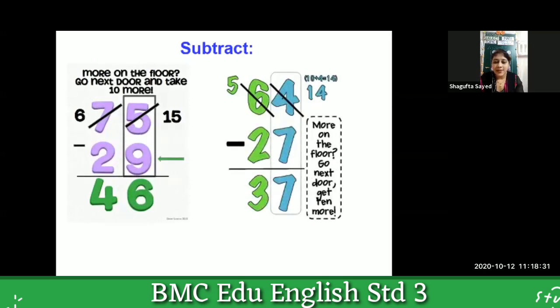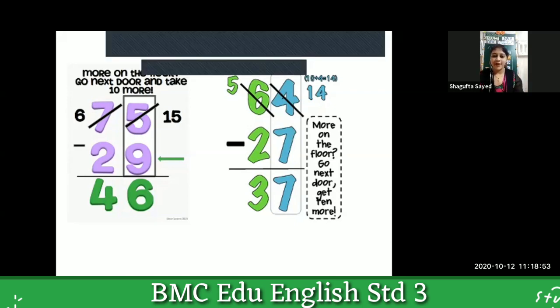Here also you can see we have cut the number, we have crossed the number and we have taken help from a friend. Move on the floor, go next door and take 10 more. What does it mean? It means that if we don't have more number, we can borrow from next door. Next door means with our friend, right?